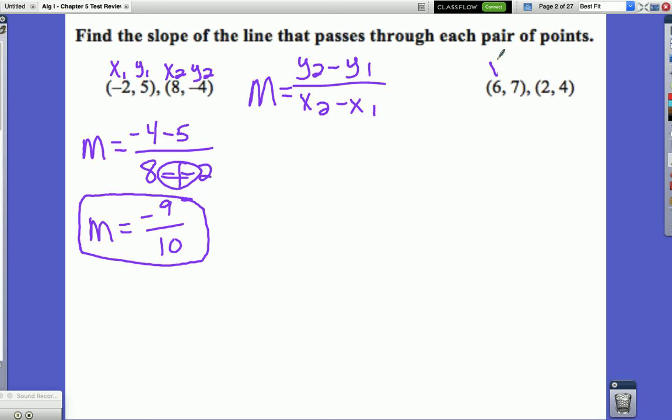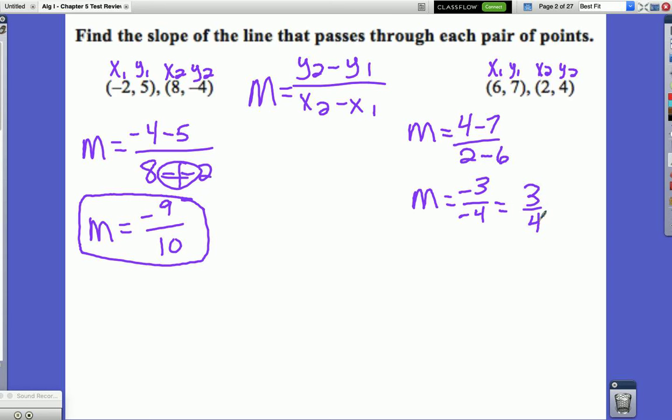The second one, same thing, x1 and y1, x2 and y2, and plug in the points. M equals 4 minus 7 over 2 minus 6. So the slope equals 4 minus 7, which is negative 3, over 2 minus 6 is negative 4. So this can be simplified because we know a negative divided by negative is a positive. So 3 over 4.